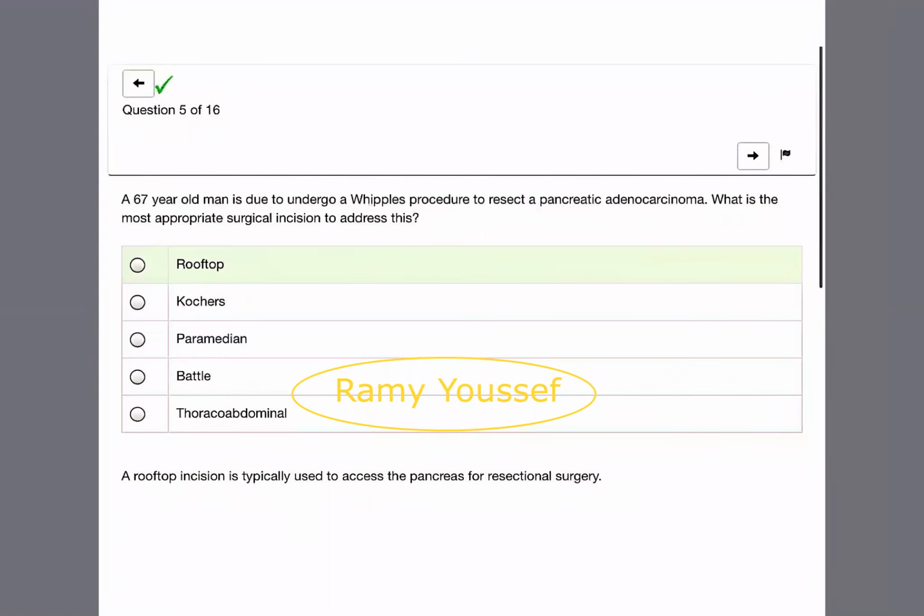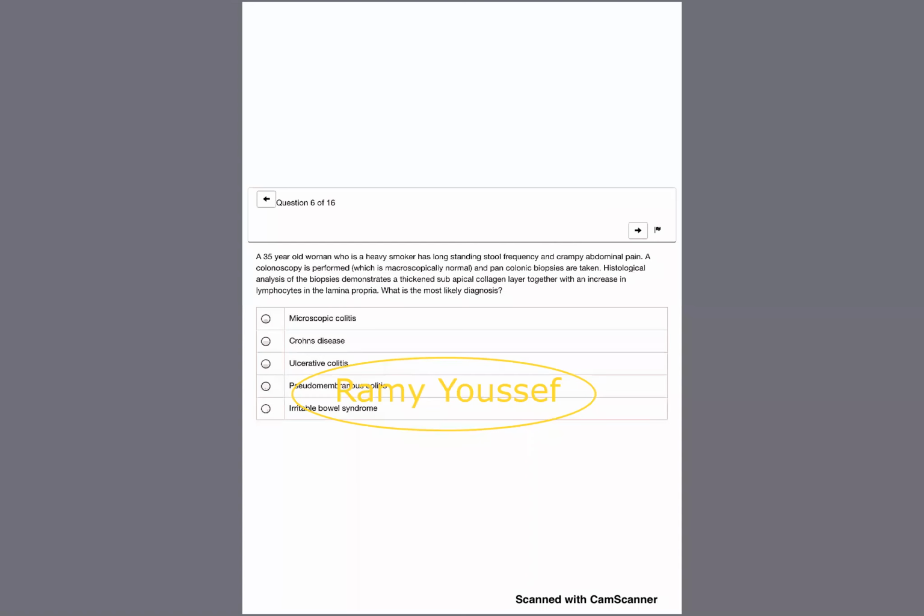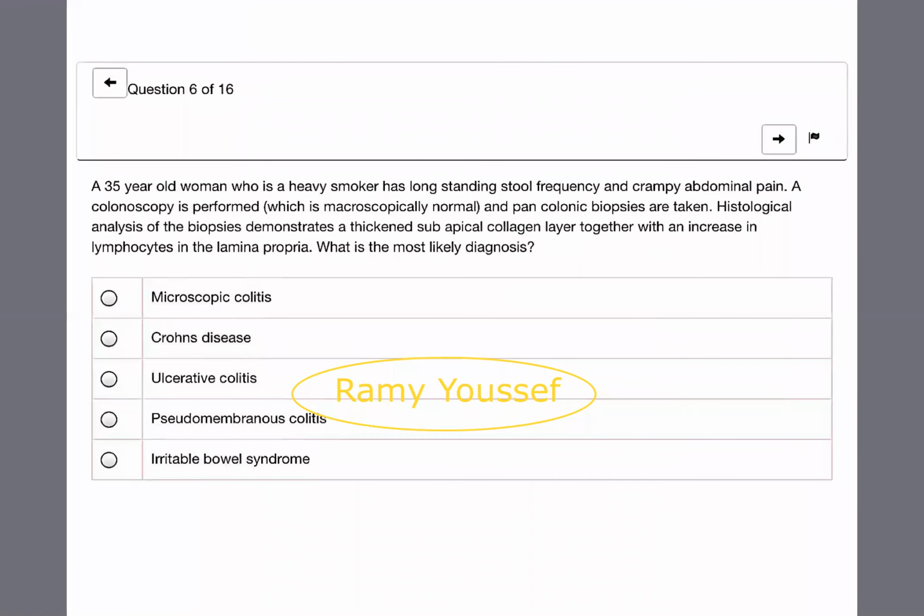Yes, okay. This is rooftop, bilateral subcostal or bilateral Kocher. Kocher is for cholecystectomy, paramedian or Battle or thoracoabdominal. This is not of our scope. Okay, Mercedes or rooftop, yes. Yes, rooftop. Okay, next question.